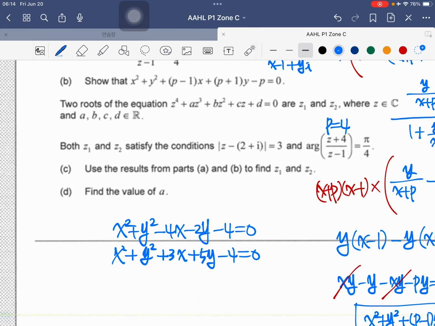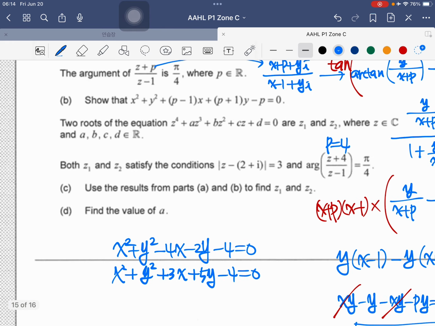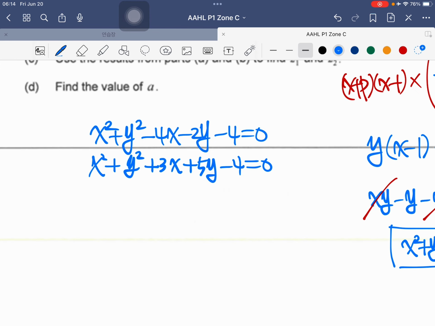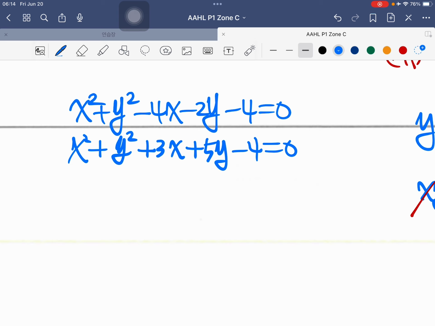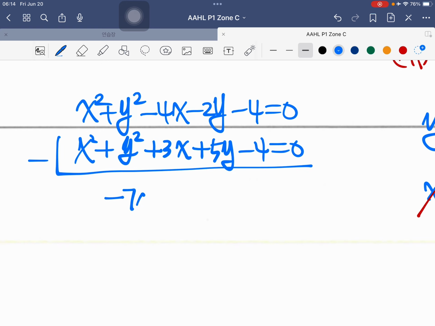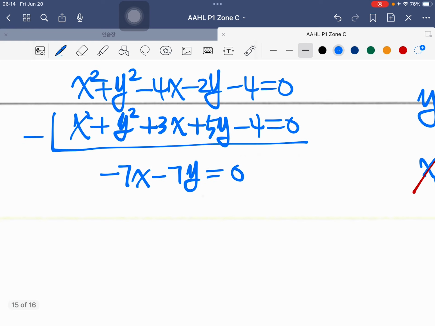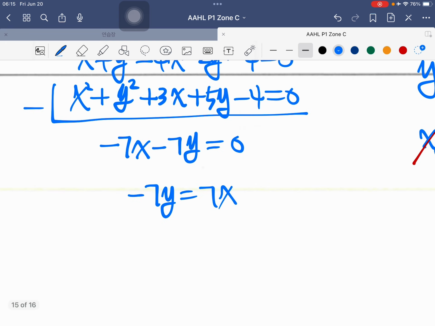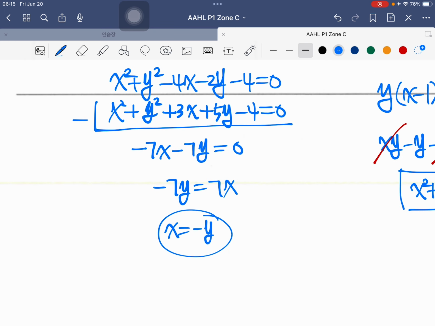So to find z1, z2, all we have to do is find x and y for this expression. So let's find x and y using this format. Just by simply subtracting the second equation from the first equation, we got minus 7x minus 7y equals 0. So we can say minus 7y equals 7x. So simply x is negative y, right? So x equals negative y, we can just simply put into the first equation.